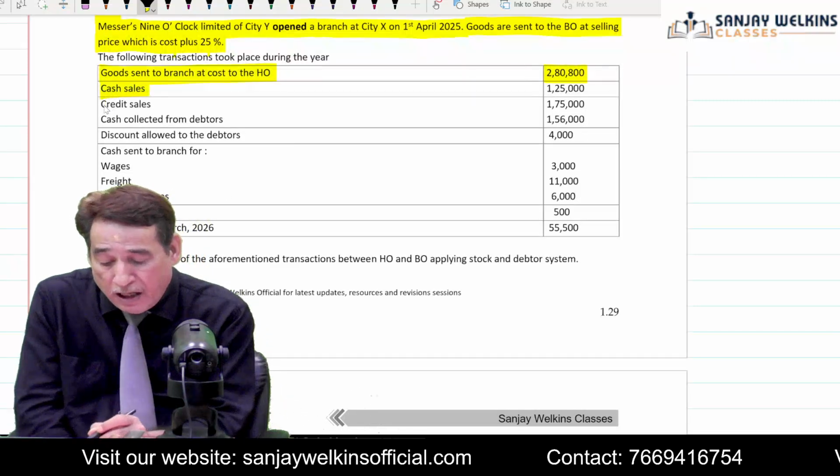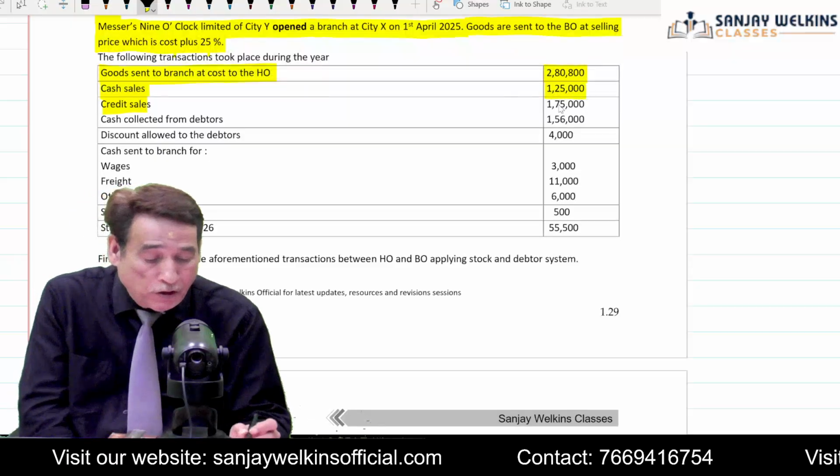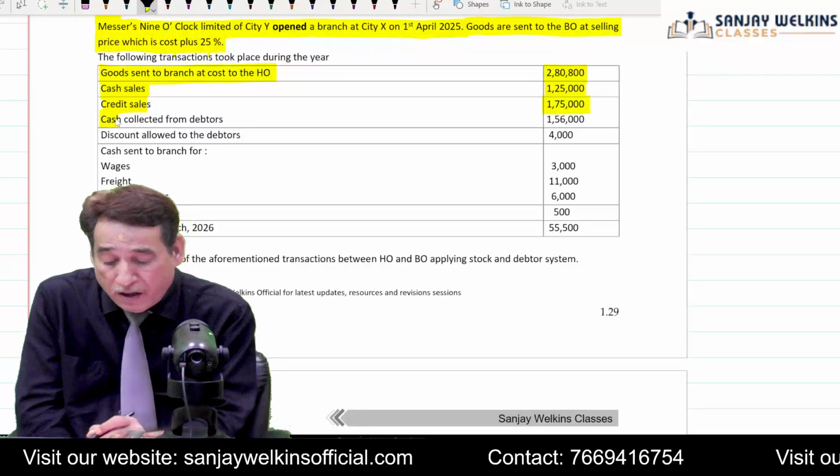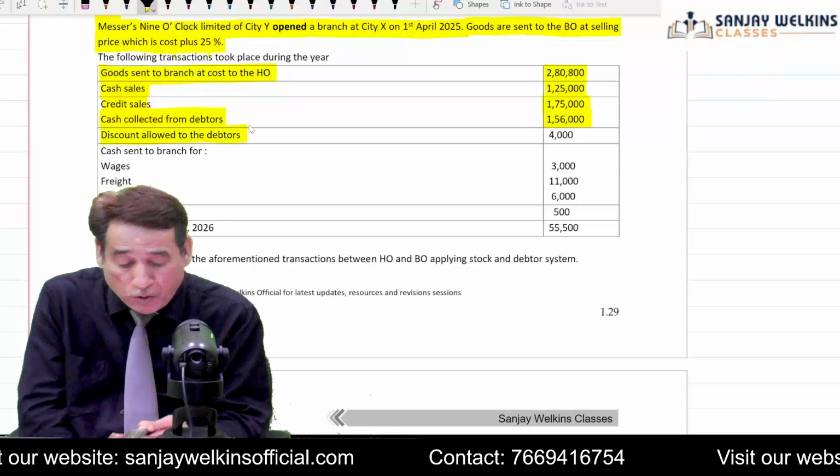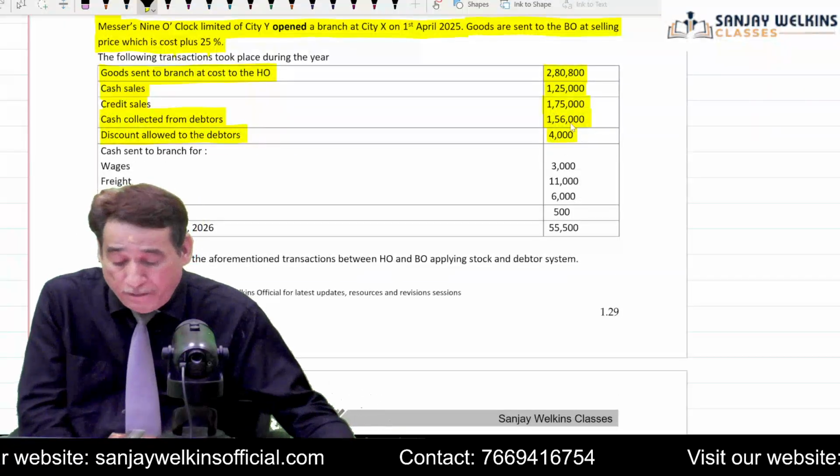Then again, cash and credit sales are given in this particular question. Now you know the treatment. Cash collected from debtors, you know the treatment. Discount allowed to debtors, you know the treatment. Correct?